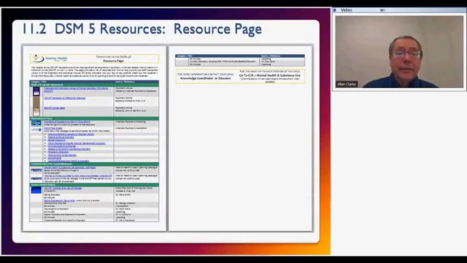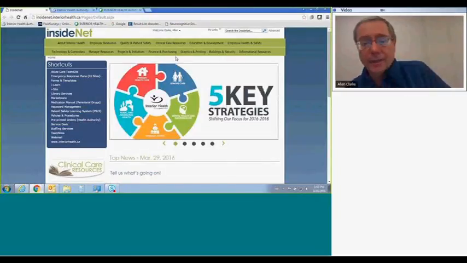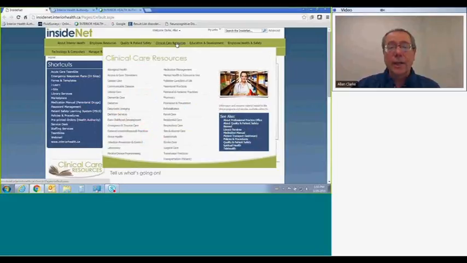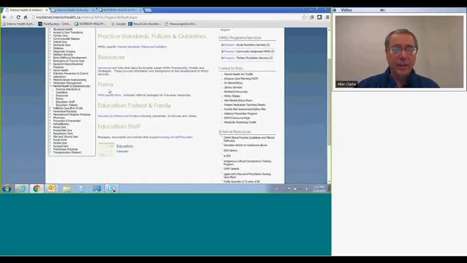Now, one of the things we've put together is a resource page. I'm going to switch things around here a bit and pull this up. I'm going to go to the Inside Net. We've been working on a page on the Inside Net that is a collaboration between tertiary care, acute care, and community care. If we go under clinical care resources and mental health and substance use, we come up to this page. There's a whole bunch of resources here: patient and family education, documents and forms, and under education of staff, we have training and staff education.